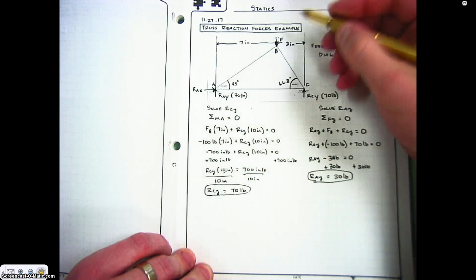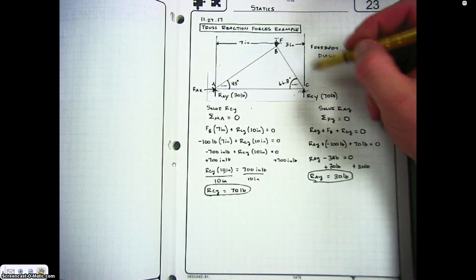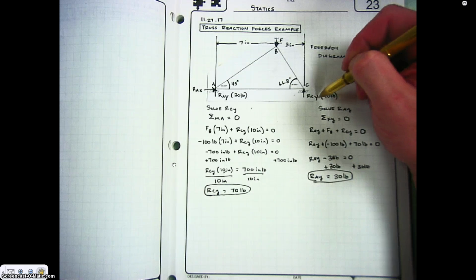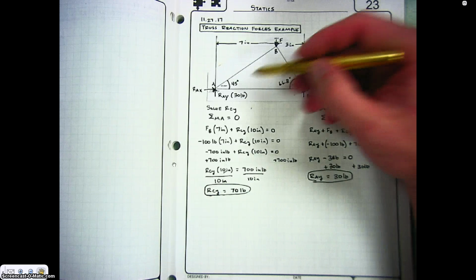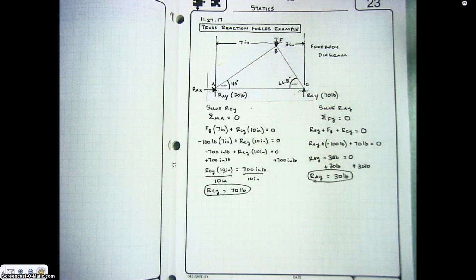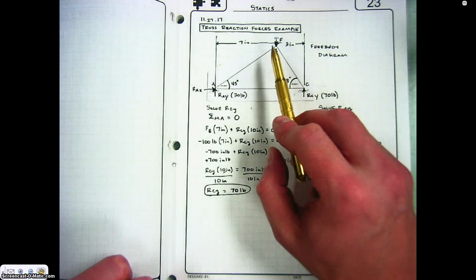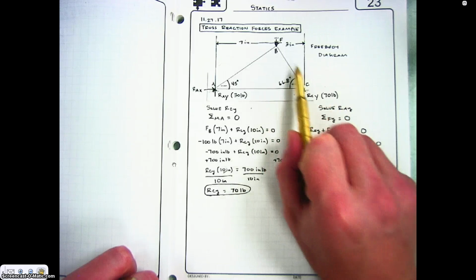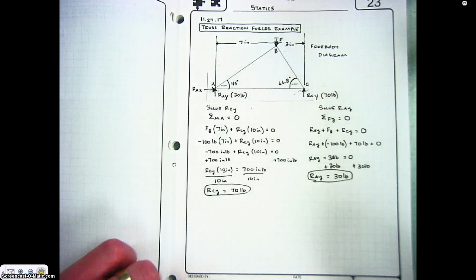And so again, if we're putting 100 pounds of force at point B, we get a reaction of 70 pounds at point C and a reaction of 30 pounds at point A. Which makes sense because the force at B is closer to C than it is to A.